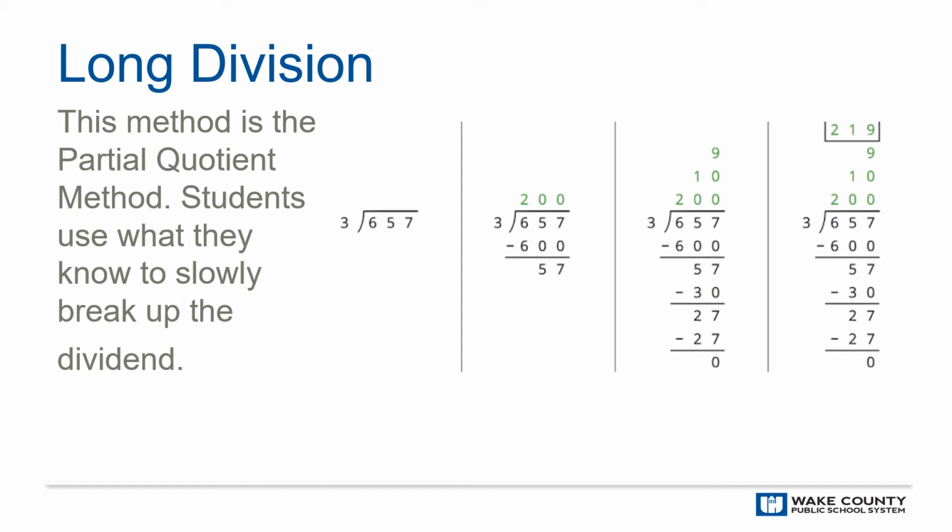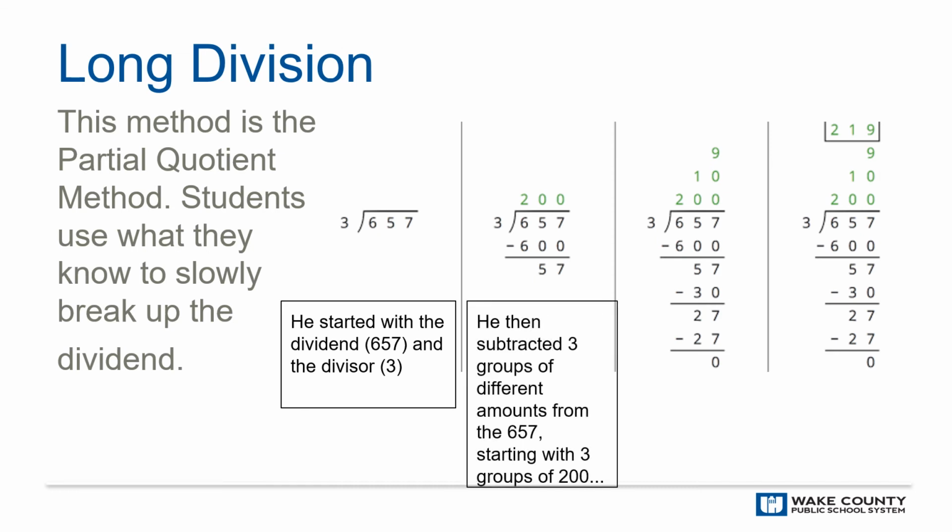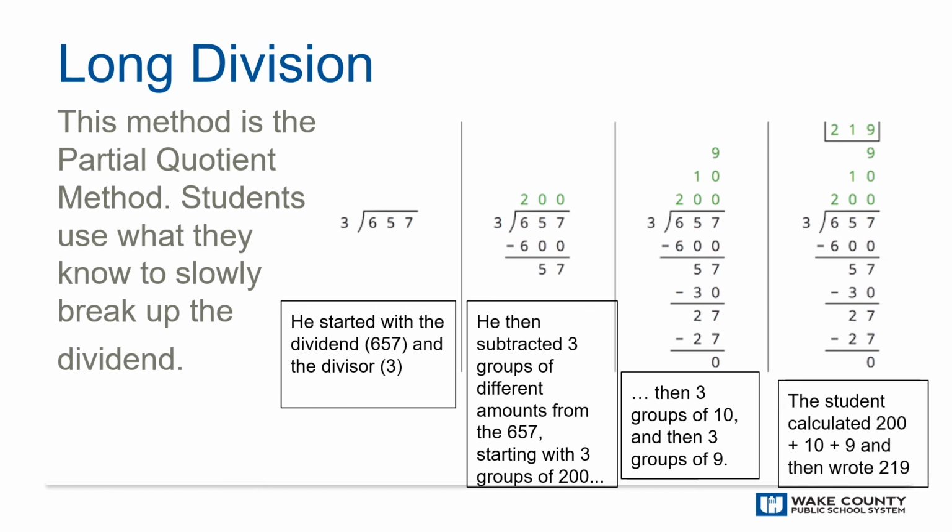The method you see here is the partial quotient method. Students use what they know to slowly break up the dividend. First, the student starts with the dividend, 657, and the divisor, 3. He then subtracts 3 groups of different amounts from the 657, starting with 3 groups of 200. Then 3 groups of 10, and 3 groups of 9. The student calculated 200 plus 10 plus 9 and then wrote 219.